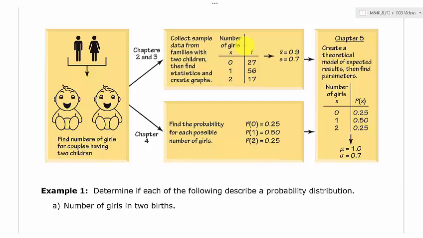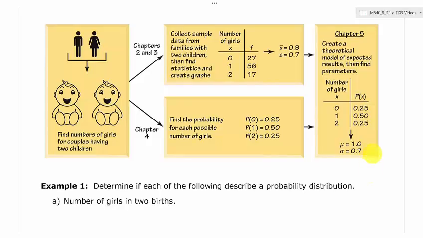In chapter 4 we calculated some probabilities, and now in chapter 5 we're going to create a theoretical model of expected results and then find the parameters. And the parameters are the mean and the standard deviation. So that's given there for us.